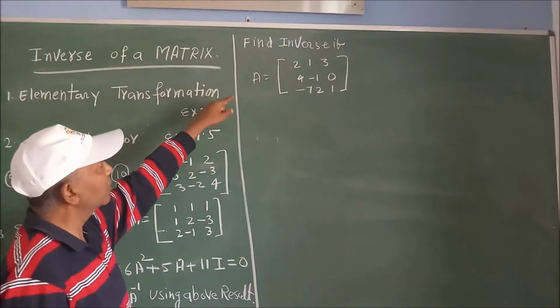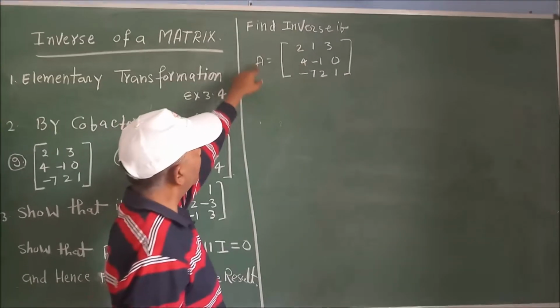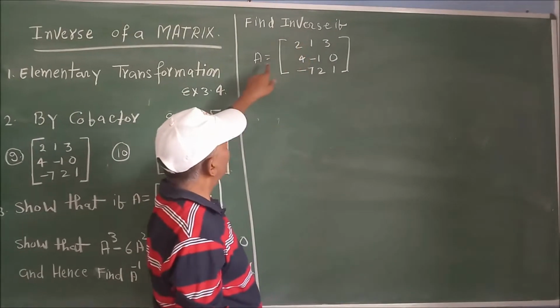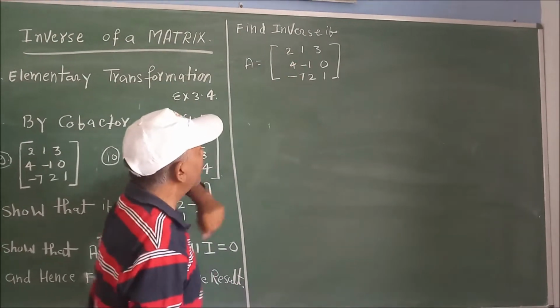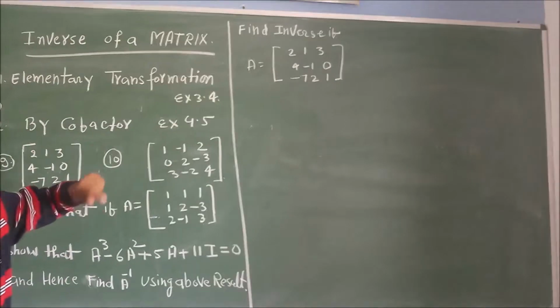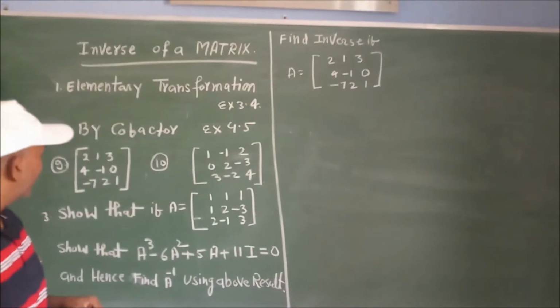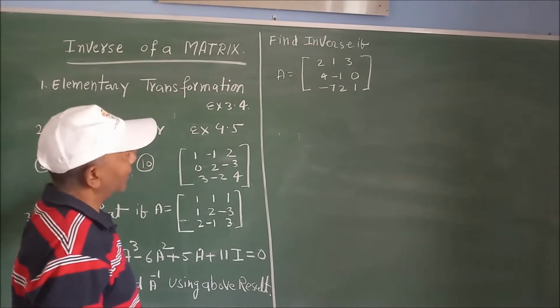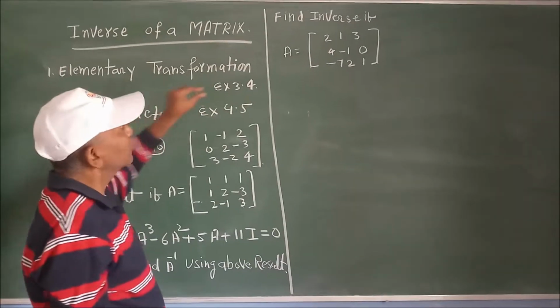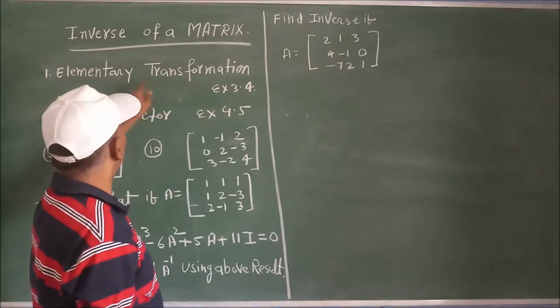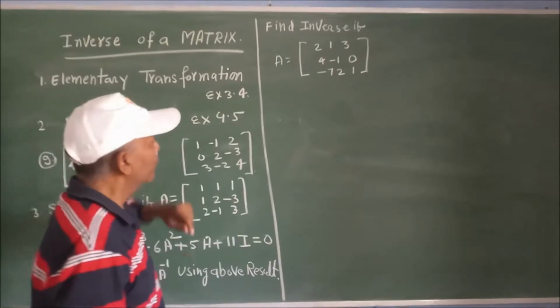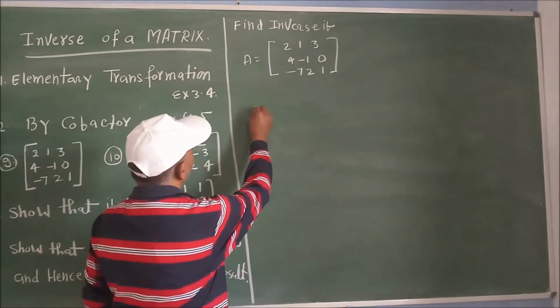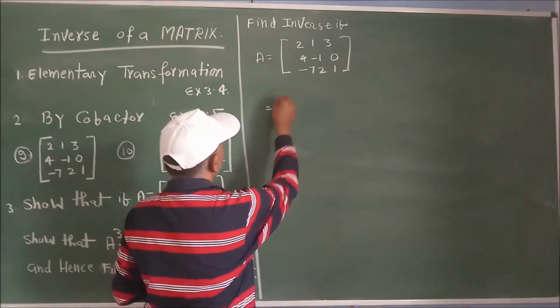Here is a question from NCERT, question number 9. Find the inverse if A is equal to [2 1 3; 4 minus 1 0; minus 7 2 1]. So we have to find the inverse of this matrix using cofactors. Using cofactors is easier for a student than the elementary transformation method. So see here how we try to find the cofactors of this matrix.